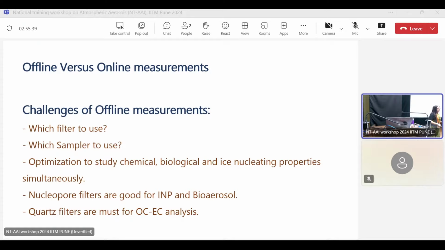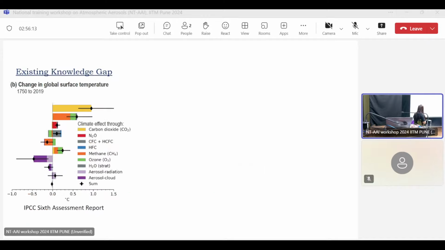DNA can be extracted. So we are also working on this problem, how to evolve with the same filter paper to get all these characteristics done, and a sampler optimization to study the chemical, biological and INP simultaneously. And of course, Nuclepore filters are good for INP, as I said, and quartz is good for OCEC analysis. So this is again a puzzle. But I think if you work and focus on it, you'll be able to solve this. And you will second me in saying, yes, offline characterizations are also very, very good.